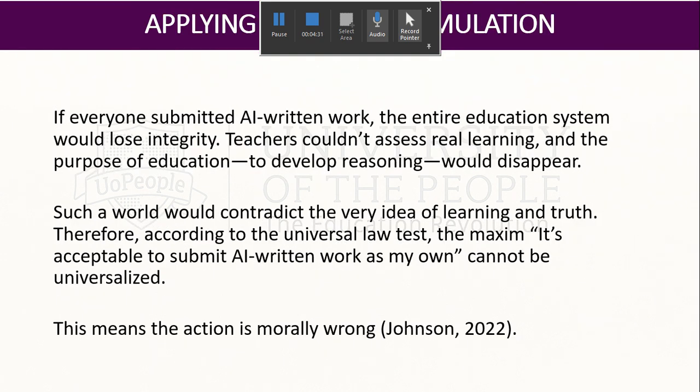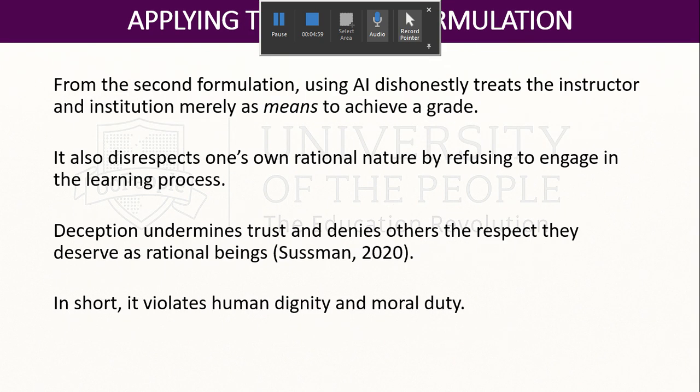Applying the first formulation, the universal law, let us test it. We ask: what if everyone submitted AI-written work? If everyone did, education would lose its meaning. Teachers couldn't measure learning, and the entire academic system would collapse. Therefore, this maxim, it's okay to submit AI work as my own, cannot be universalized. This is the first one.